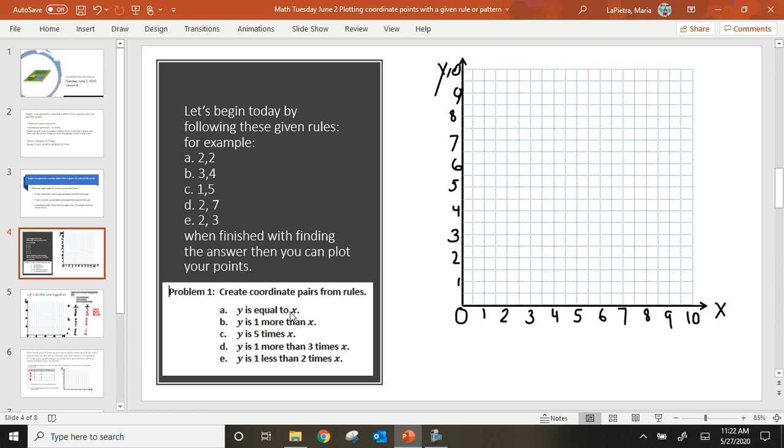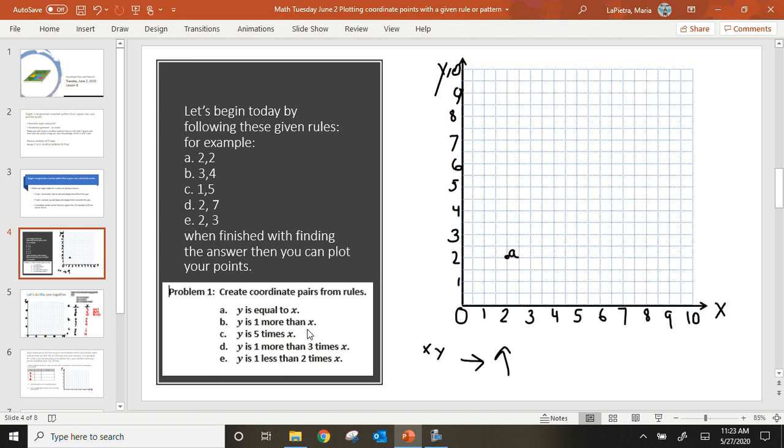So y is equal to x. Is this a true statement? 2 is the same as 2? Yes, it is. So x goes first, y goes second. Your rule is over and up each time. So over 2, up 2. This is going to be my A, and I'm going to label it A.